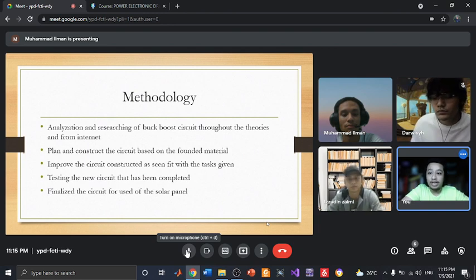And for the next one, testing the new circuit that has been completed. After we tested the new circuit, we finalize it and use it for the solar panel. For the next slide, I will let Darwish Arifin to explain.